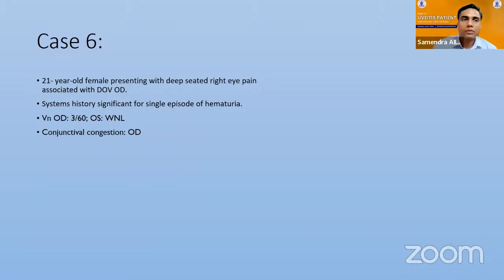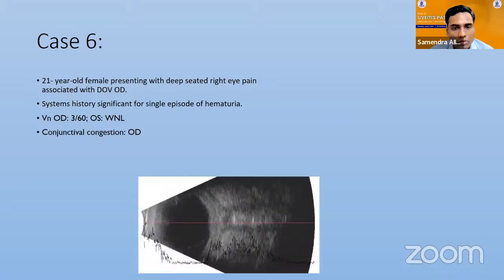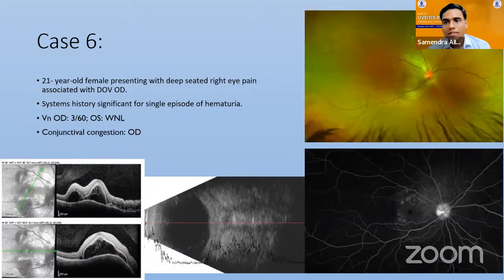Case 6 was a 21-year-old female who presented with deep-seated right eye pain associated with diminution of vision. Systemic history was significant with a single episode of hematuria. The vision was 3/60, left eye was normal. There was conjunctival congestion, and we can see the presence of a focal exudative pocket of retinal detachment with some fibrinous exudate in the subretinal fluid.